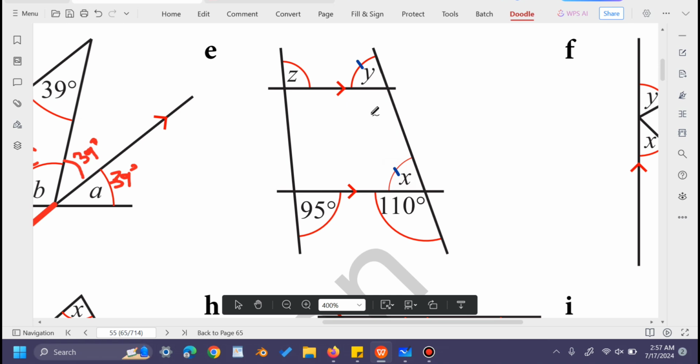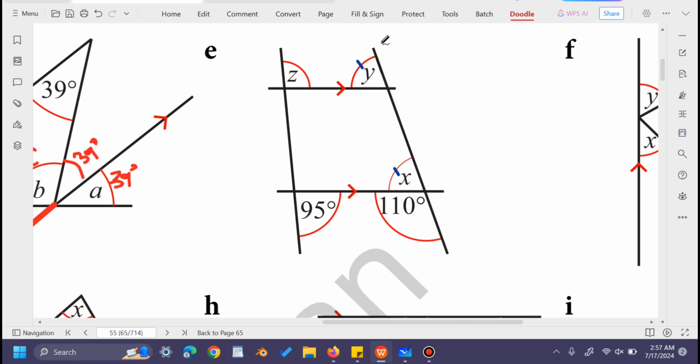But we still need to find what is X and what is Y. We can see that if this is 110, how much is this going to be? We need to subtract it. 180 minus 110 will give us the X value, which is going to be 70. Okay. So due to angles on a line, we can find out that this is going to be 70 degrees.